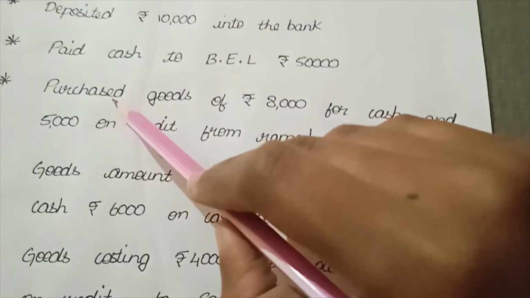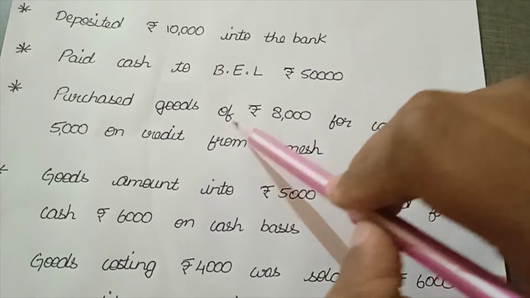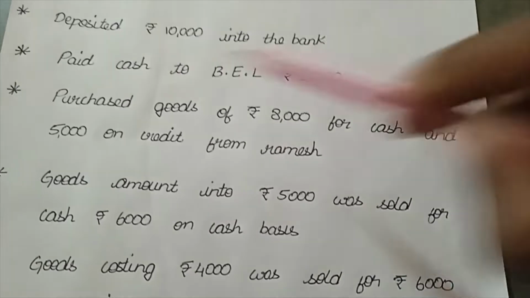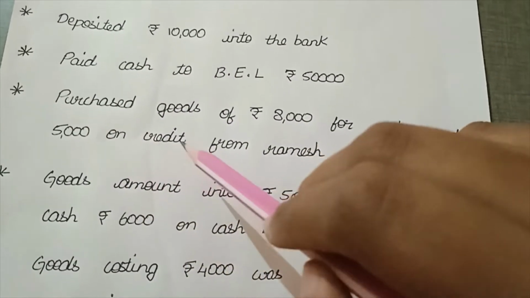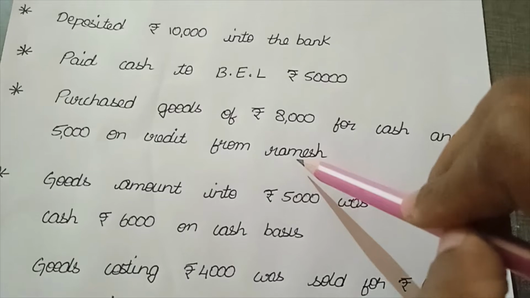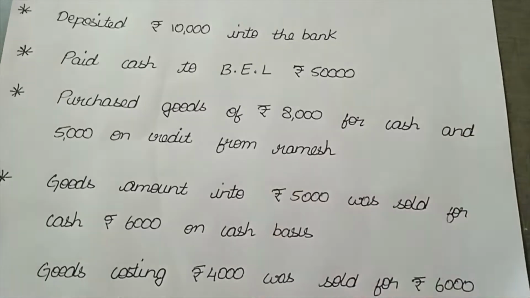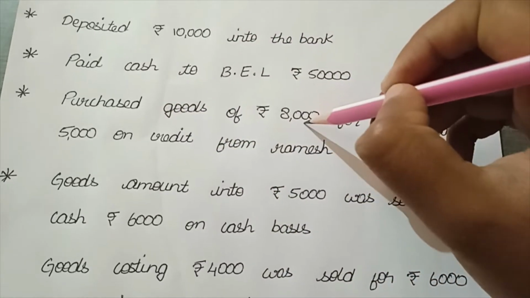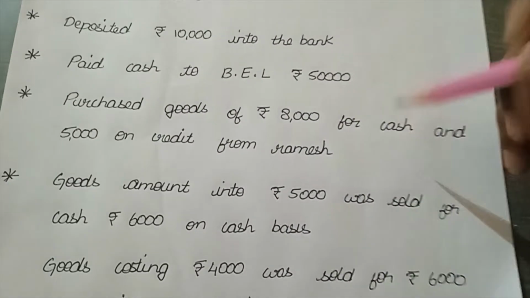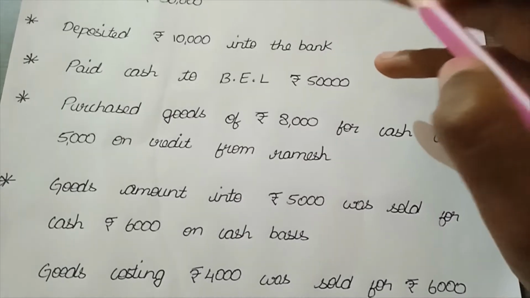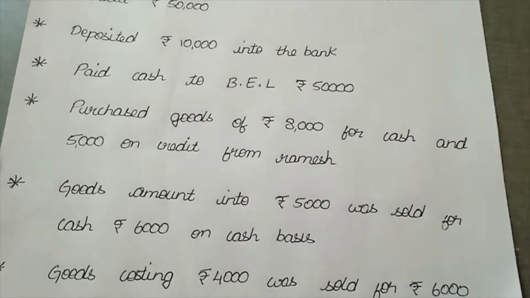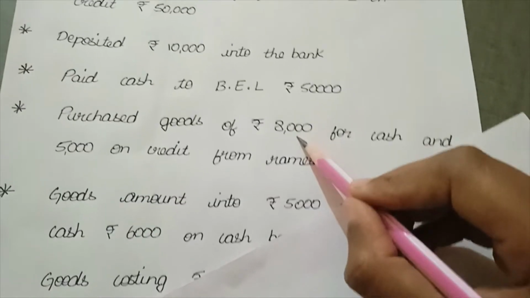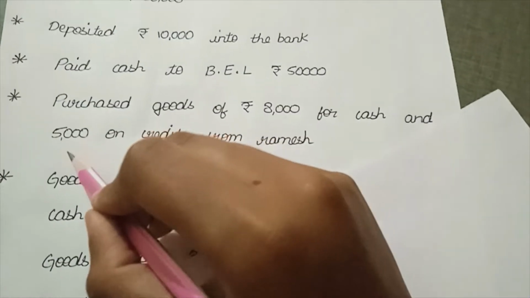Then purchased goods of 8,000 rupees for cash and 5,000 rupees on credit from Ramesh. So they are purchasing 8,000 rupees worth of goods for cash. On purchasing of goods, that is 8,000 rupees, and the credit is 5,000 rupees.